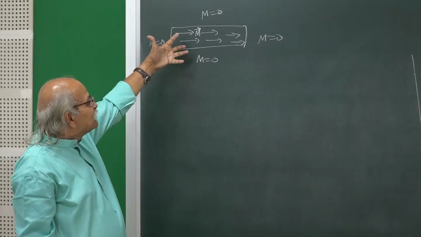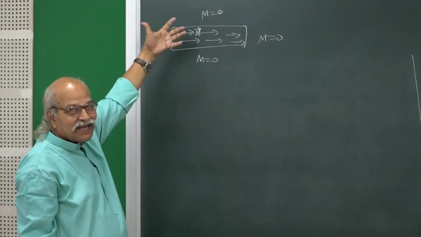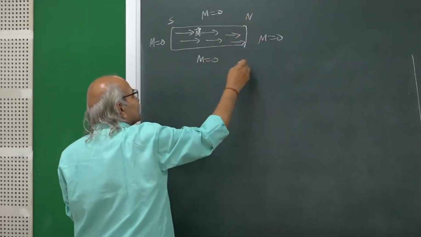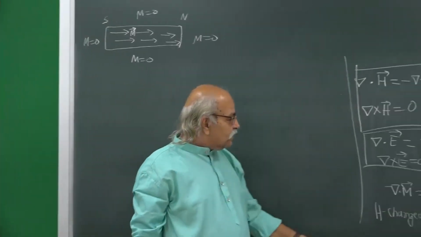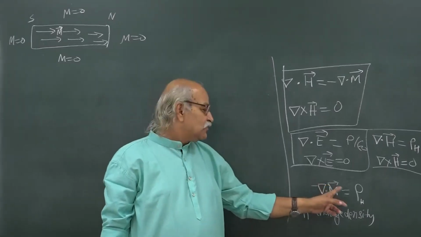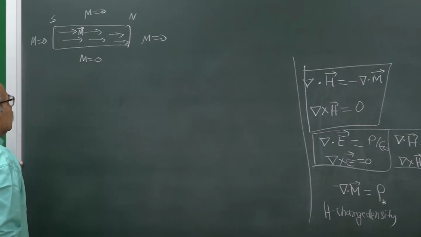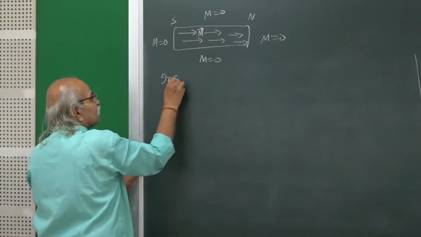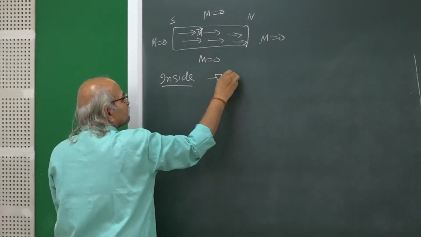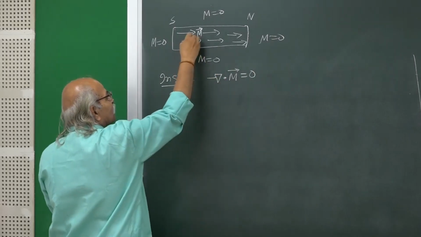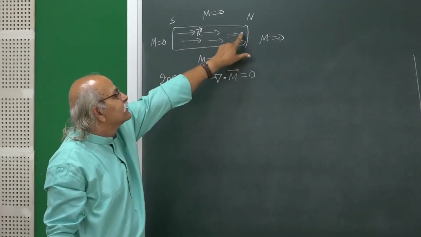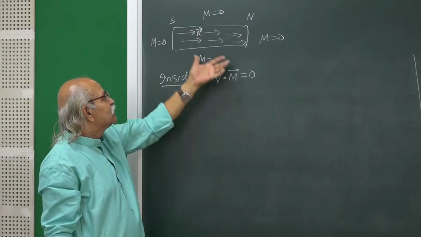And then we want to know the magnetic field because of this bar magnet. This is your so-called south pole and this is that so-called north pole. So, what do we do? We look for the charge density, the H charge density. What is the divergence of M? Negative divergence of M is the charge density. Now, inside this magnet, M is uniform, so minus divergence of M is 0. So, no H charge density here, because divergence of M is 0, it is uniform magnetization.